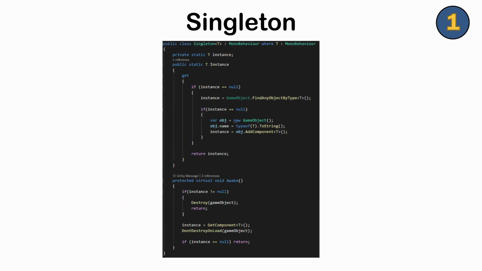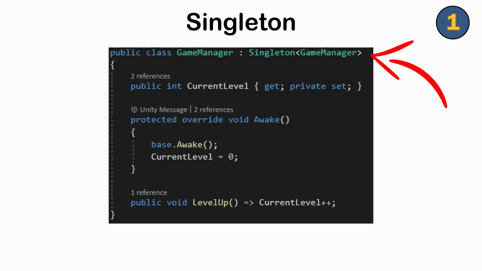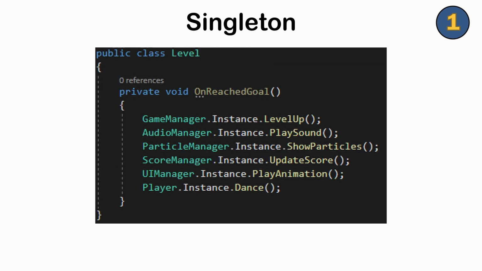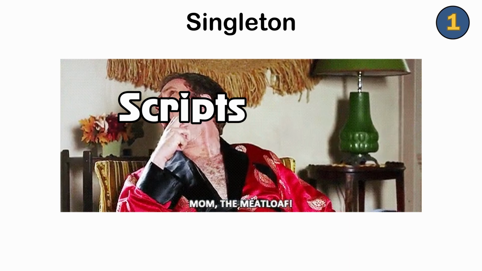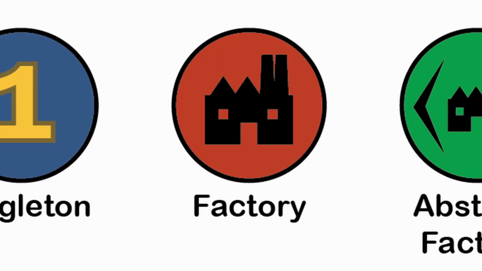You can also use generics to make a base singleton class, and leverage inheritance to hide much of the boilerplate code. Overuse of singletons can lead to tight coupling, making it difficult to scale and test code as scripts become too dependent on them. The factory pattern.